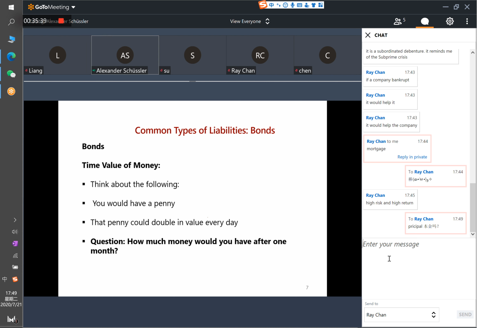This is a short exercise, a short quiz actually. Think about the following: you have one penny, and that penny could double in value every day. Think about that in your head. You have one penny on the first day, and that penny could double in value every day. The question now is, how much money would you have after 1 month? So you start with one penny, 1 cent, actually.